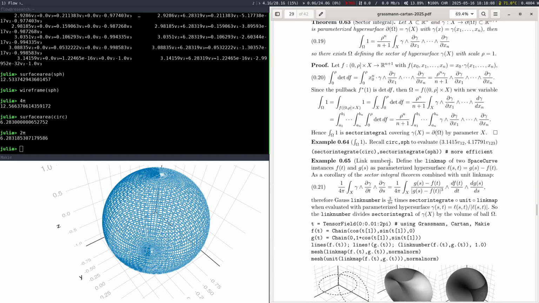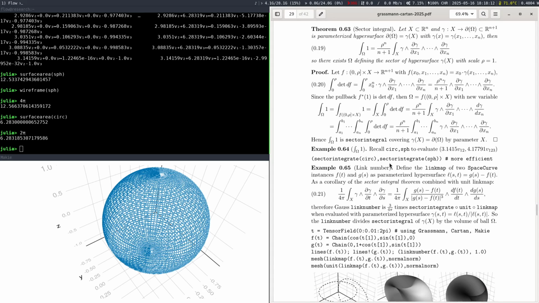So let's get to one of the more interesting results in this paper, which is the sector integral theorem. And I haven't seen this before anywhere else, so I think this is a new theorem. I don't know if it's been discussed somewhere else that I'm not aware of, but to me this is a new theorem that I found.